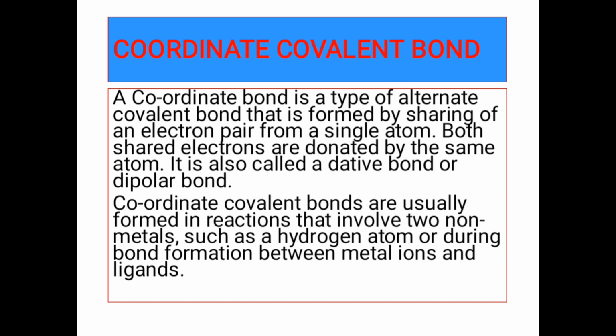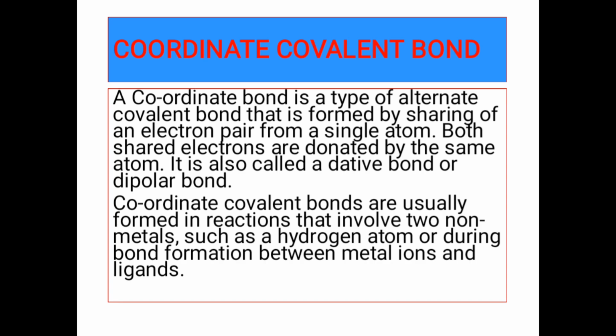We can go further to define a coordinate covalent bond. A coordinate covalent bond, or a coordinate bond, is a type of covalent bond that is formed by sharing of an electron pair from a single atom. Both shared electrons are donated by the same atom. So it is also called a dative bond or dipolar bond. Coordinate covalent bonds are usually formed in reactions that involve two non-metals such as hydrogen atoms, or during bond formation between metal ions and ligands.